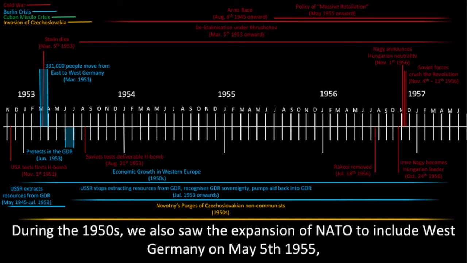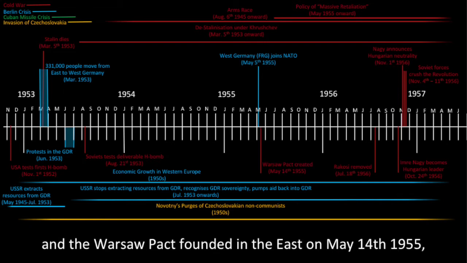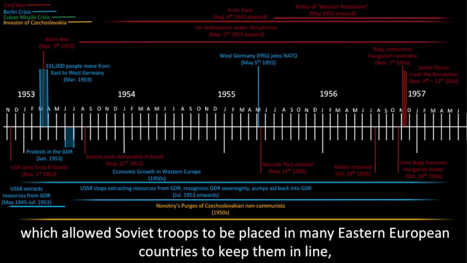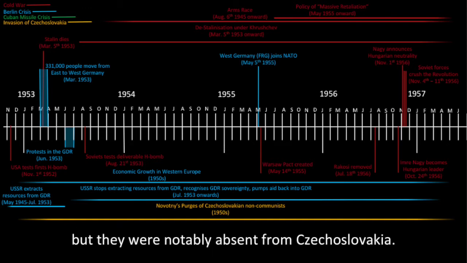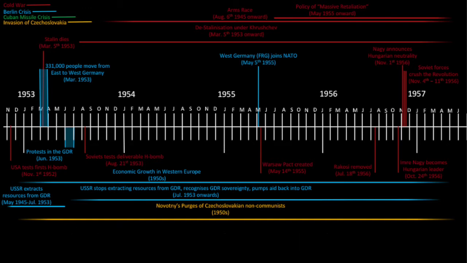During the 1950s, we also saw the expansion of NATO to include West Germany on May 5, 1955, and the Warsaw Pact founded in the East on May 14, 1955, which allowed Soviet troops to be placed in many Eastern European countries to keep them in line, but they were notably absent from Czechoslovakia.